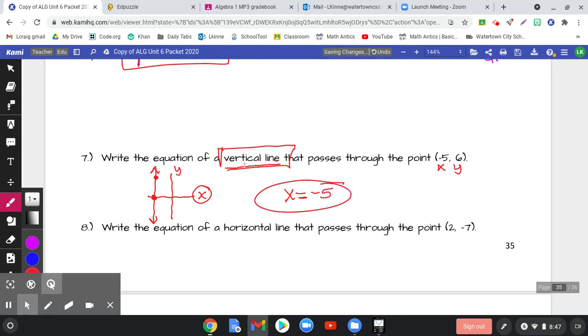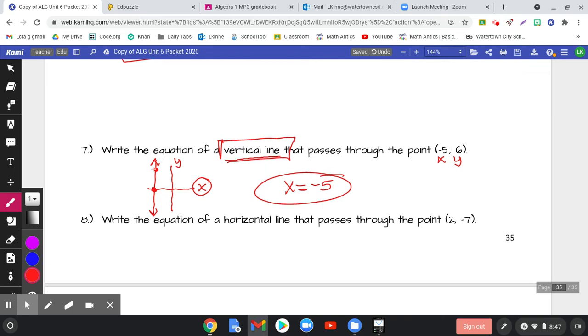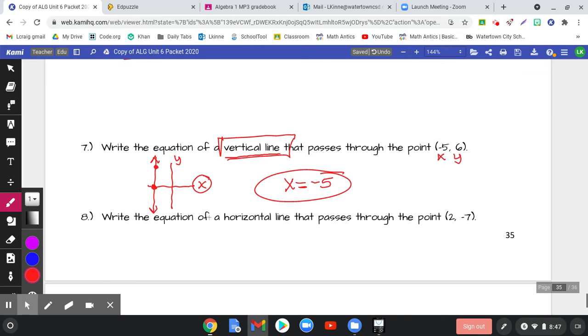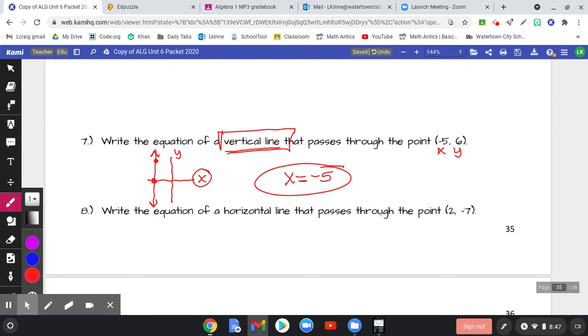That's the only type of line that's not a function because it fails the vertical line test, and it can't be put in your calculator. The next one can, though. Write the equation of a horizontal line.